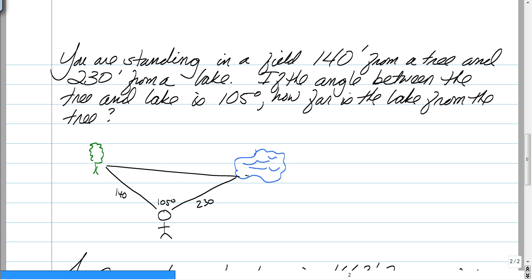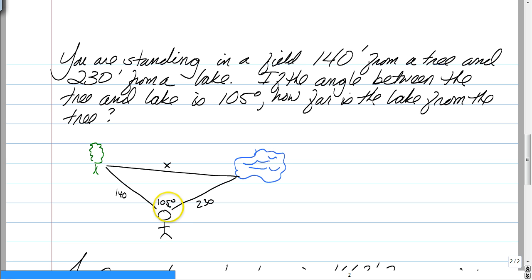You see what's funny here? You don't have a right angle anywhere. You are going to have to use either the law of sines or the law of cosines to figure out the distance between the tree and the lake. That's why this question became a little bit different, because we are no longer talking about a right triangle here. So luckily you have law of sines and law of cosines.